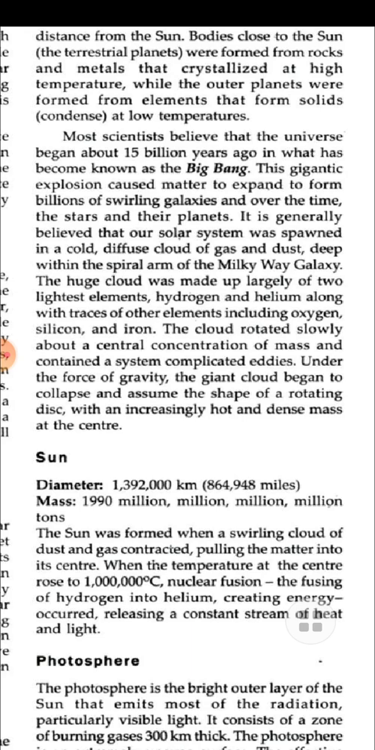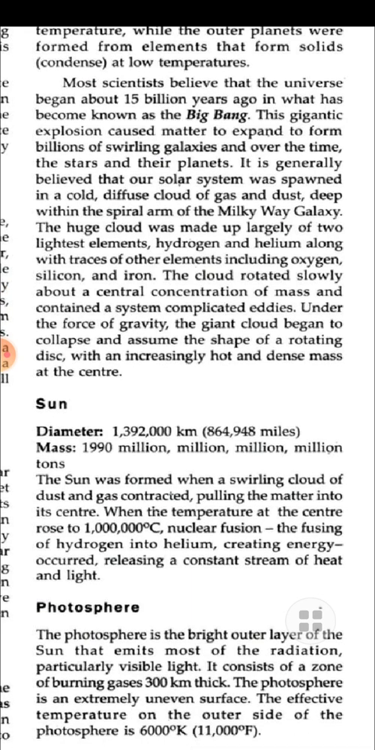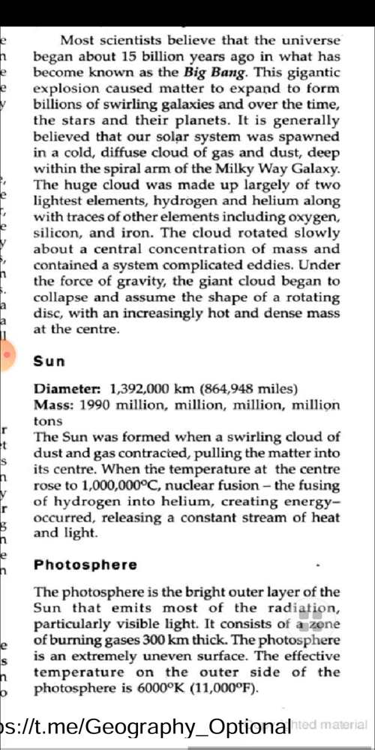Mass is 1990 million tons. The Sun was formed when a swirling cloud of dust and gas contracted, pulling the matter into the center. Within, the temperature of the Sun rose to 10 lakh degrees Celsius. Nuclear fusion, the fusion of hydrogen into helium, creating energy, occurred, releasing a constant stream of heat and light.